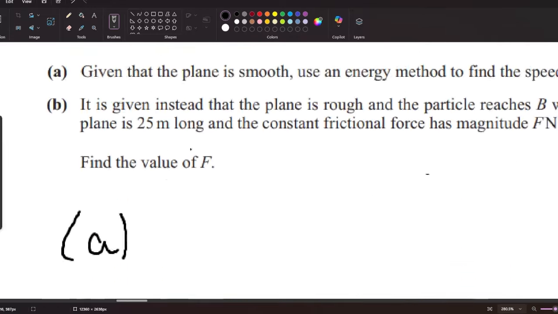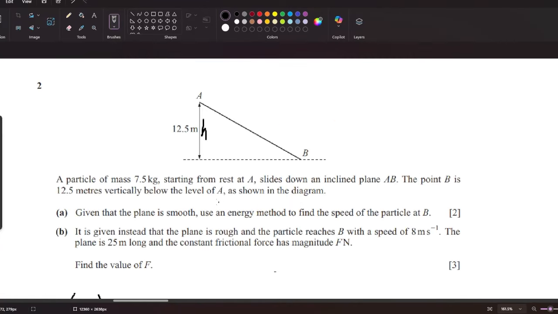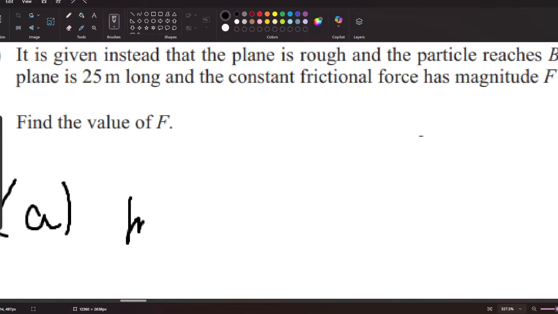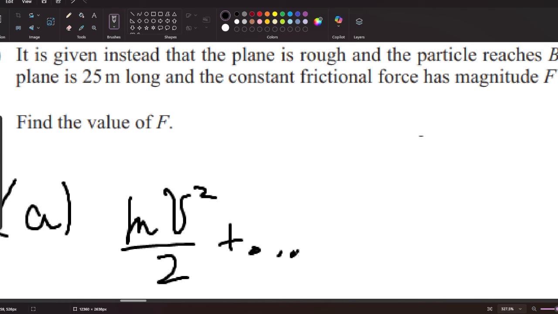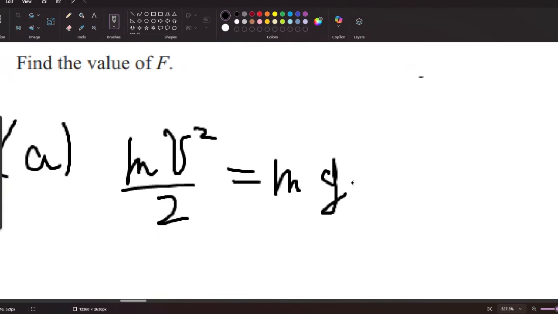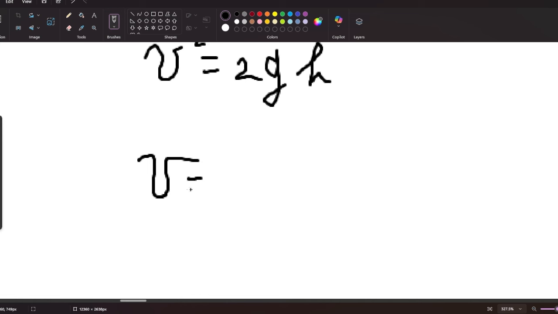It's negligible. So let's call this H. We have mass, let's go with M. And let's write down this energy conservation equation. Now the height we end up at, the potential energy is going to be 0. So let's find the potential energy here. Let's call it mgh. Okay, and v squared is going to be 2gh. So v is going to be equal to the square root of 2gh.